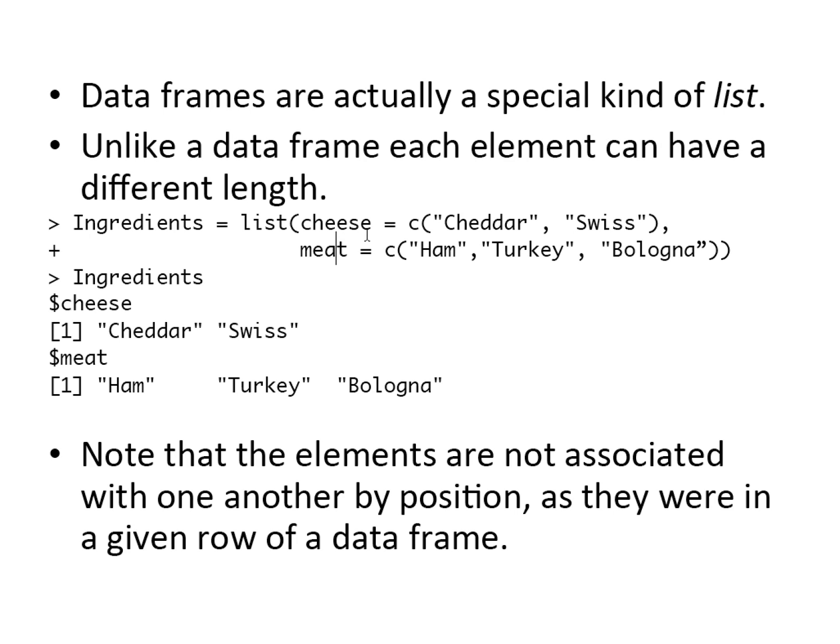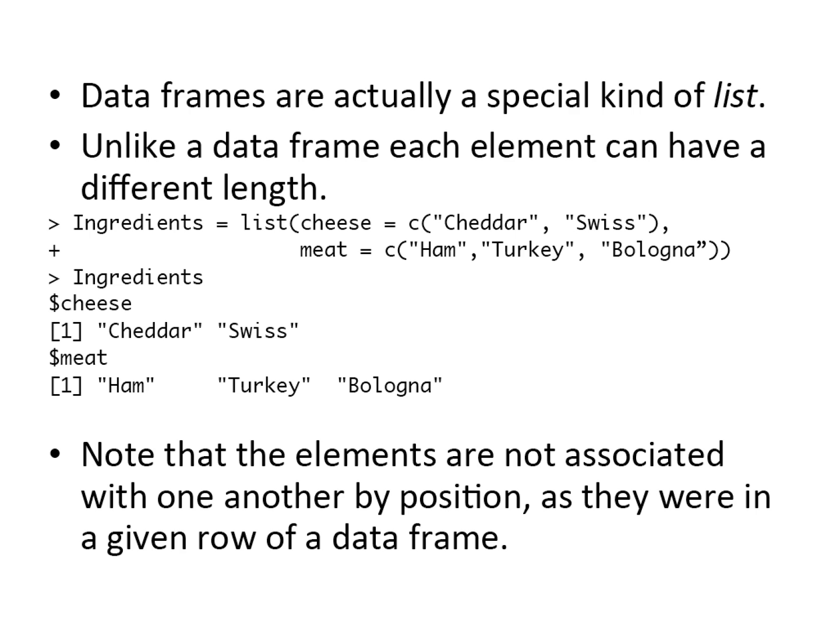So we create the list. Cheese is a concatenation of cheddar, Swiss, so characters. Meat, a concatenation of ham, turkey, bologna, also all characters. So we have our ingredients list. The way it's displayed on the screen is it says $cheese contains cheddar and Swiss, $meat contains ham, turkey, bologna. Okay, that's fine.